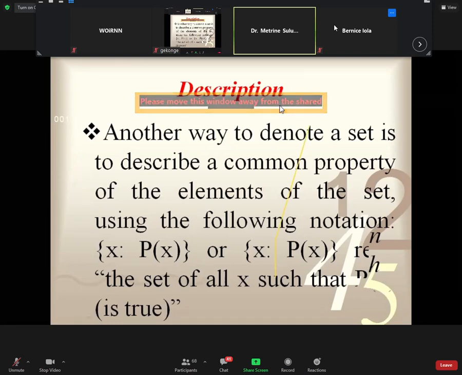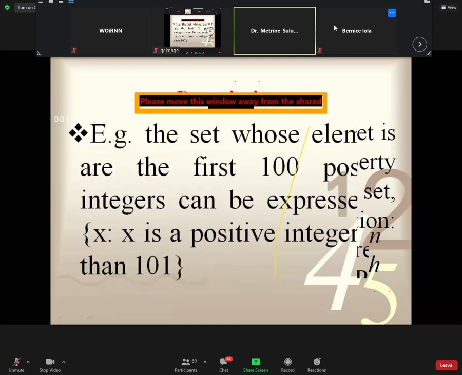I've explained opening the brackets with, for example, letter X with a colon, then P of X in full, which means for all X such that. Anytime you see a colon in set theory, it represents the words such that. So for all X such that P of X is true, then you close the brackets. You can see I'm using round brackets inside, but the enclosing brackets are different. So we need to note that.